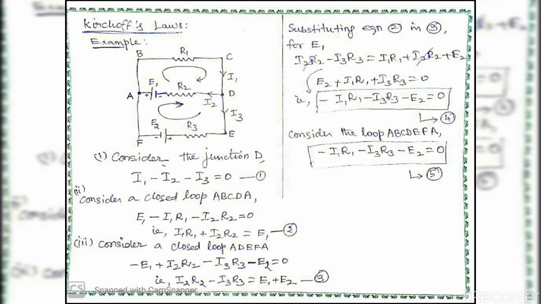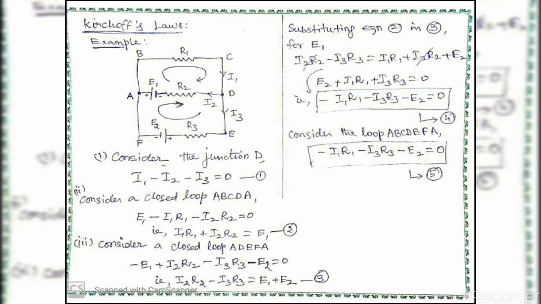And from D to A, this is positive to negative. So towards the negative terminal there is a potential rise. So here the voltage I2 R2 is positive, so plus I2 R2. And while moving through the EMF E1, negative to positive, E1 is taken as positive. So totally we can write E1 minus I1 R1 plus I2 R2 equals 0. This is the second law, the voltage law, applied to the first loop ABCDA.